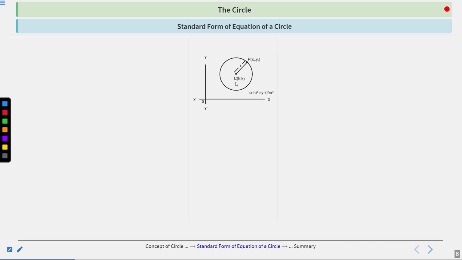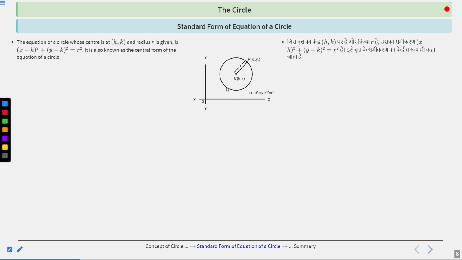So let's see the standard form of equations of circle. Suppose we have a circle having center C, which is (h, k). We have a point P having coordinates (x1, y1). So the equation of a circle whose center is (h, k) and radius r is given as (x minus h) whole square plus (y minus k) whole square is equal to r square. It is also known as the center form of the equation of a circle.